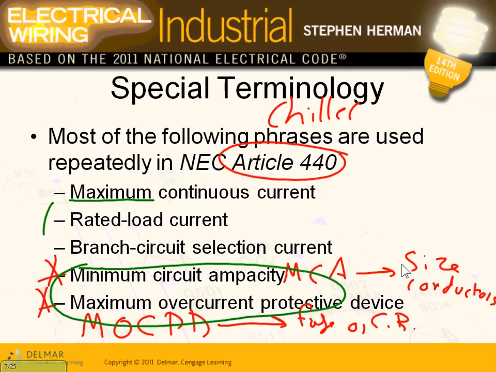Rated load amps and branch circuit selection current are equivalent to the full load current in the NEC code book. So, Chris, if you don't find these two values, then you use the full load current and you size based on the full load current. If you don't have them for the chillers, most likely you're going to find the minimum circuit ampacity and the fuse size for chillers right on them. So you grab these sizes, size your conductors.